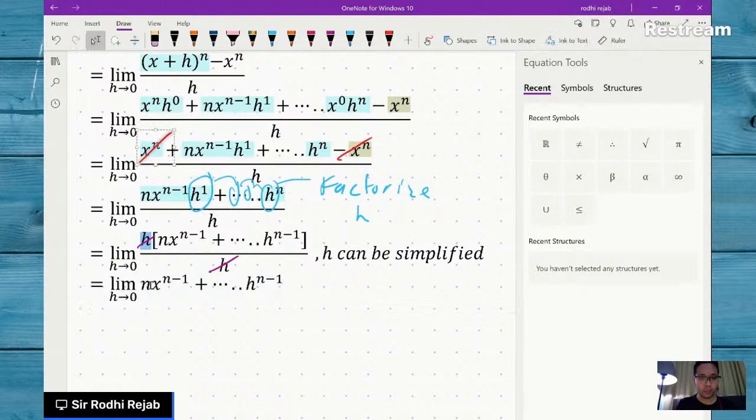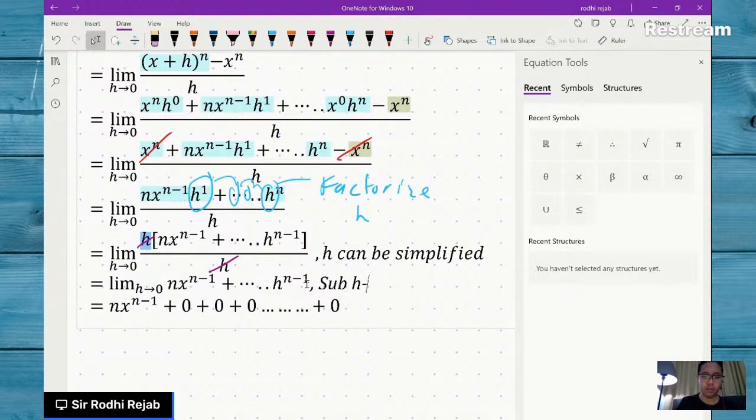So now you substitute h. Now if you substitute h, everything disappears. Sub h equals to 0, and everything disappears. You got yourself finally x power of n minus 1. So yeah, that's how people prove the formula.